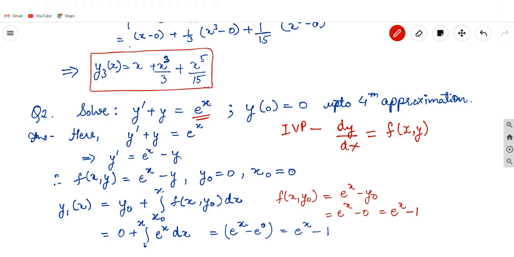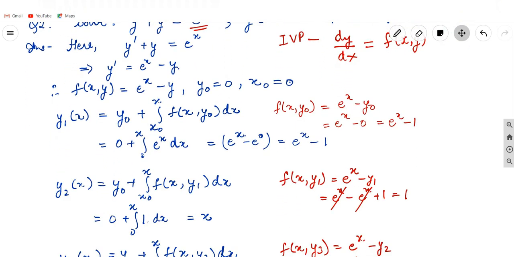Only y dash will remain on the left hand side, and all the other terms will come to the right hand side. So ultimately we get y dash is equal to e raised to the power x minus y, and this is our function. y naught is given as 0, x naught is given as 0, and we have to find up till the fourth approximation. That means you have to put the value of n as 1, 2, 3, 4, and only then will you get the y4 approximations.